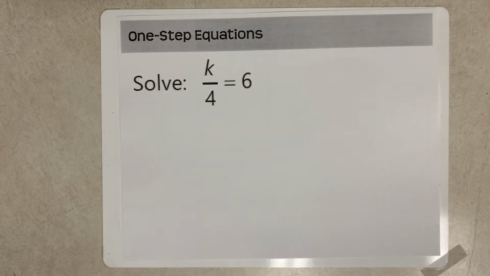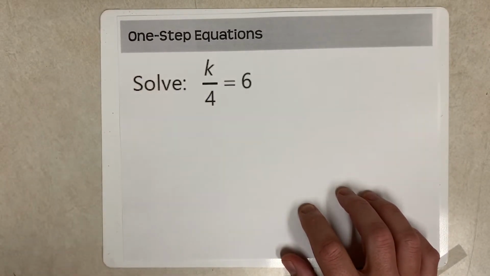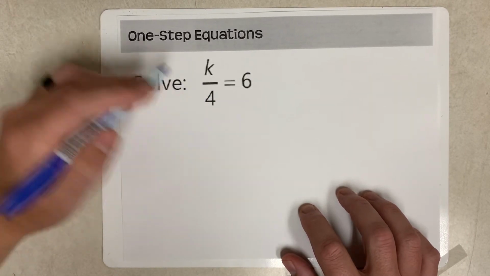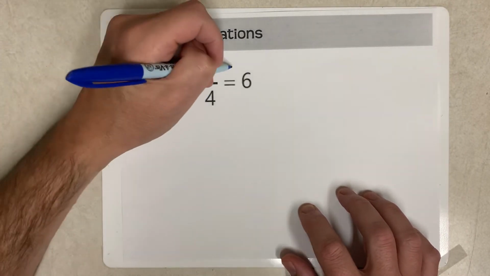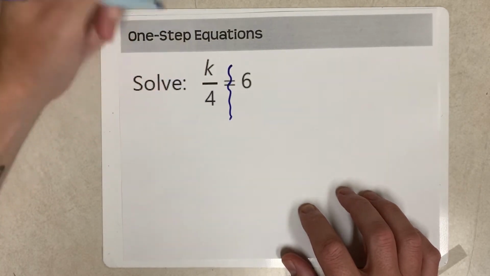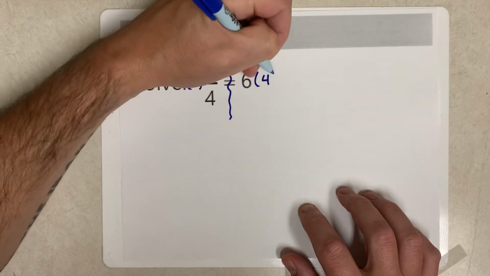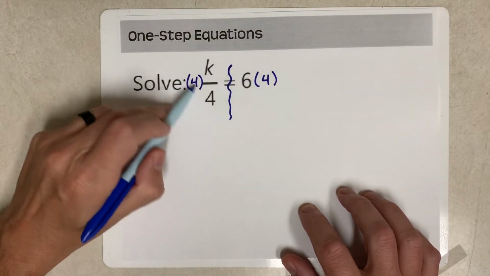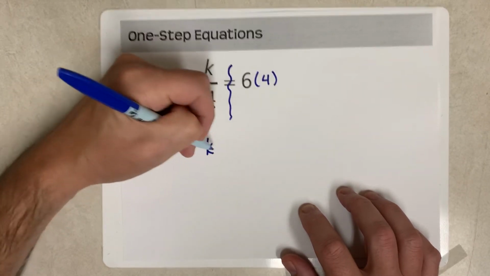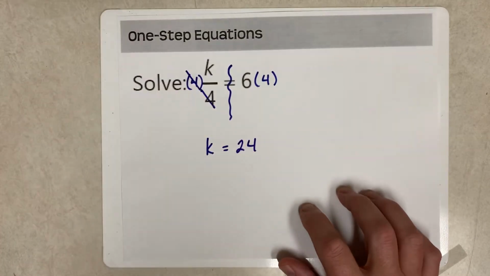So here we have one. K over 4 is equal to 6. So what do you do when you have a 4 down here? Well, when you have a 4 down here in the denominator, to get rid of that division, you have to multiply. Multiplication is the opposite. So we need to multiply both sides by that same number right there. So 4 and 4, these are multiplicative inverses now. They cancel. The k comes down, equals 6 times 4 is 24, and we're done.